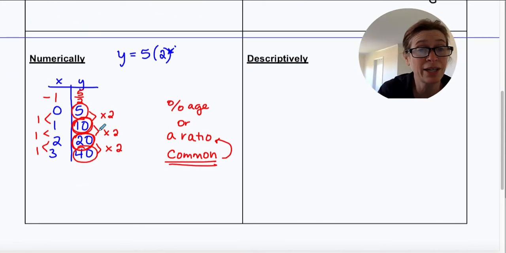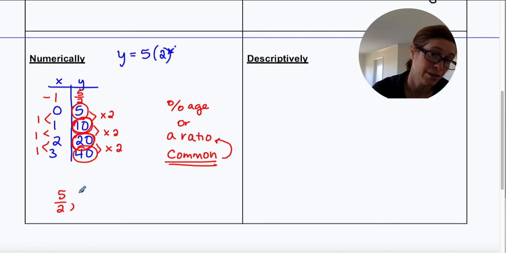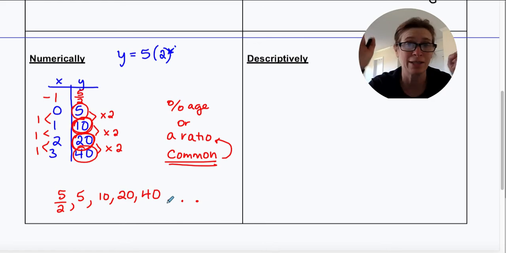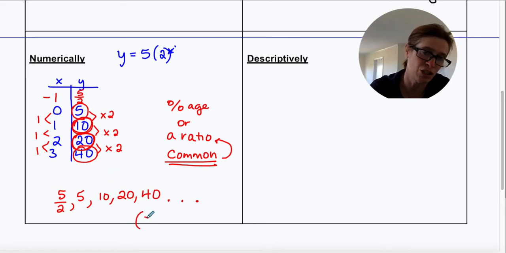Numerically, we could also look at an exponential function as a sequence, which is where we started our whole investigation, with looking at a sequence of numbers. Now remember, a sequence we could turn into a table, noting the term number. And if I put ... at the end, that means it's going on forever. So this is an exponential sequence. We actually refer to this as a geometric sequence, and we're going to talk more about that.